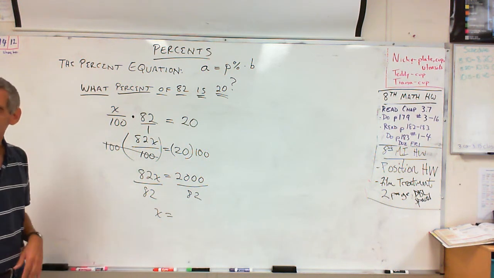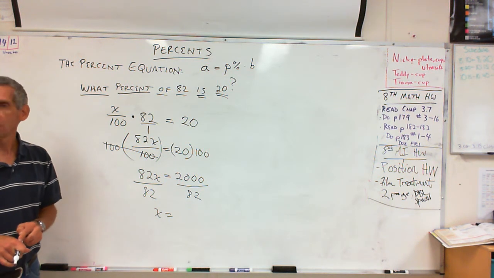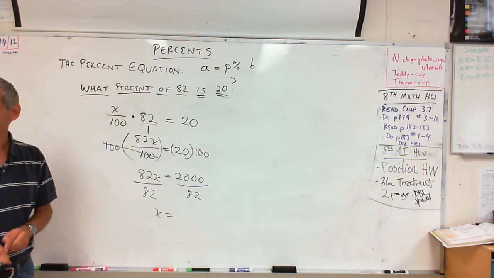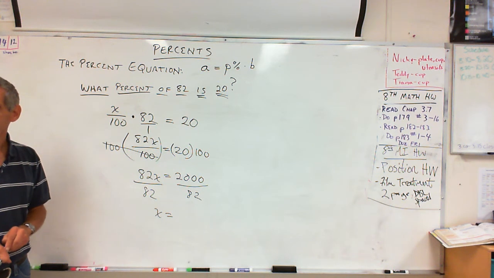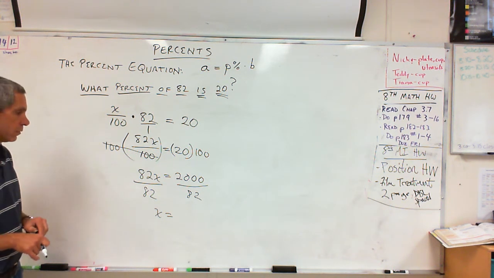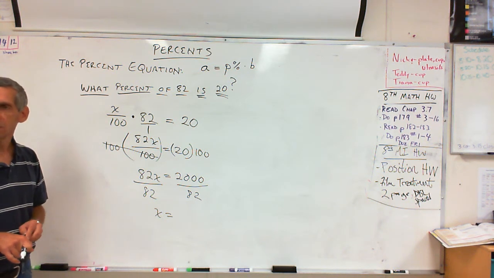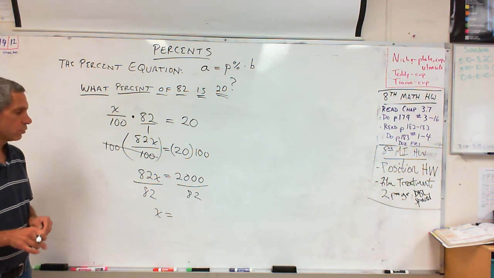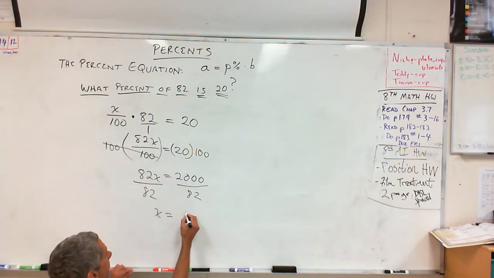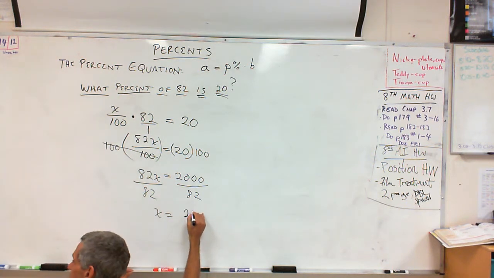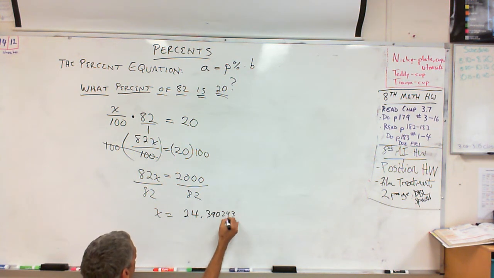Lila, what's the answer? The answer is 2,000 divided by 82. Do you have your calculator? Keep your calculator out, because I'm going to keep using you. You're my calculator person. Wait, 2,000 divided by 82? That's not possible. Did you do 200? You did 200. 2,000 divided by 82. 24.390243. Why would they give us that problem?